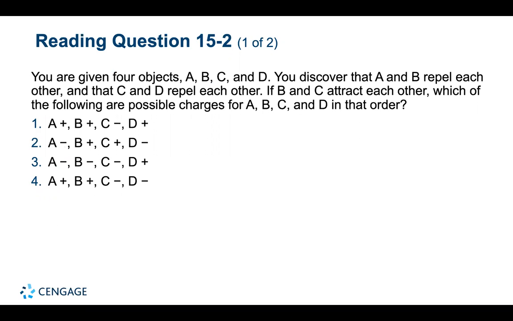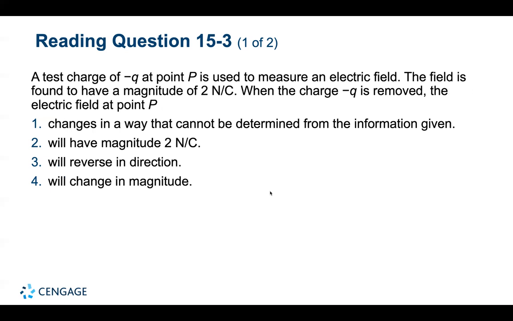You are given four objects, A, B, C, and D. You discover that A and B repel each other and that C and D repel each other. If B and C attract each other, which of the following are possible charges for A, B, C, and D in that order? The answer is A is plus, B is plus, C is minus, and D is minus.